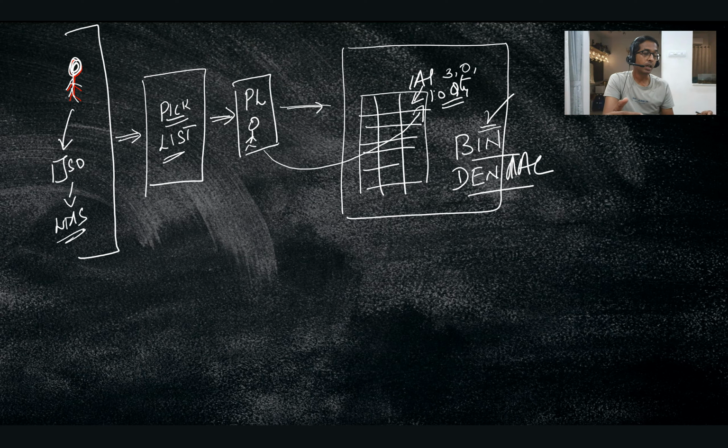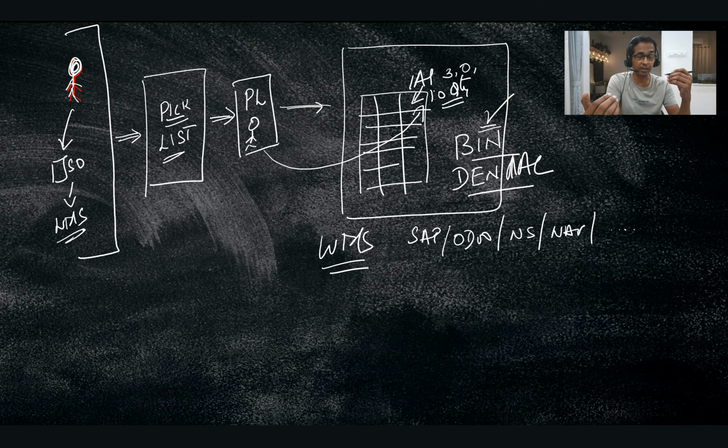Now, there are multiple ways we can set up bin denial in a WMS. And when I say WMS, it applies to any WMS you may have. It may be SAP, Odoo, NetSuite, or Microsoft Navision. I can keep going on. Whichever WMS you are using, or even if you're using some of the local WMS which is very famous, most of the WMS have this bin denial process, and there are 3 ways you can set it up.